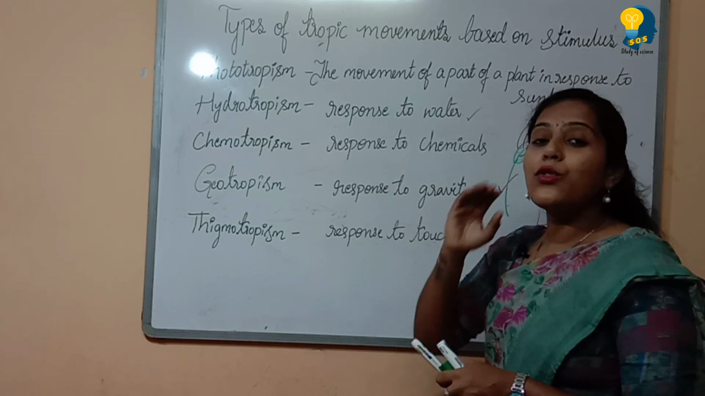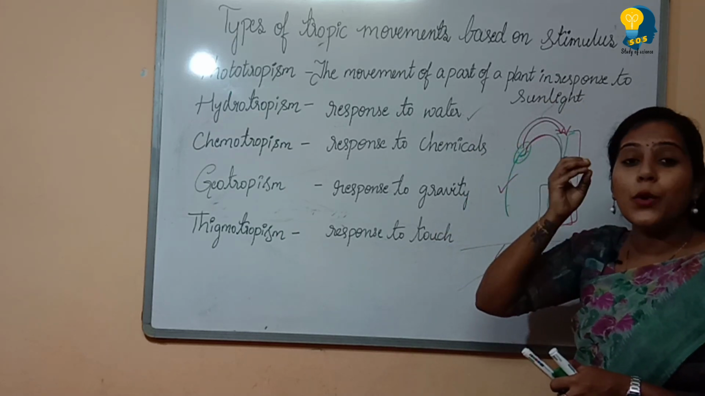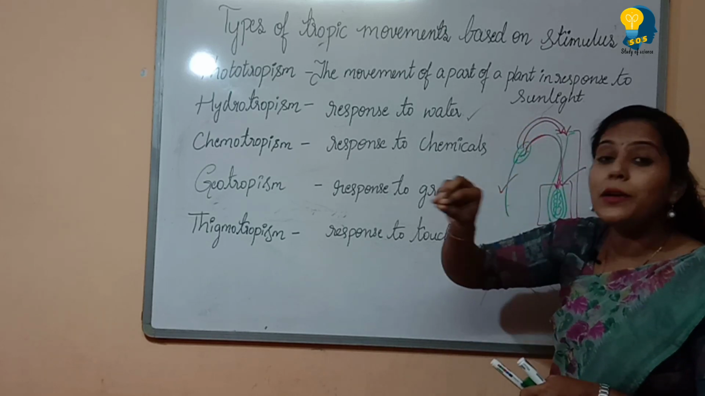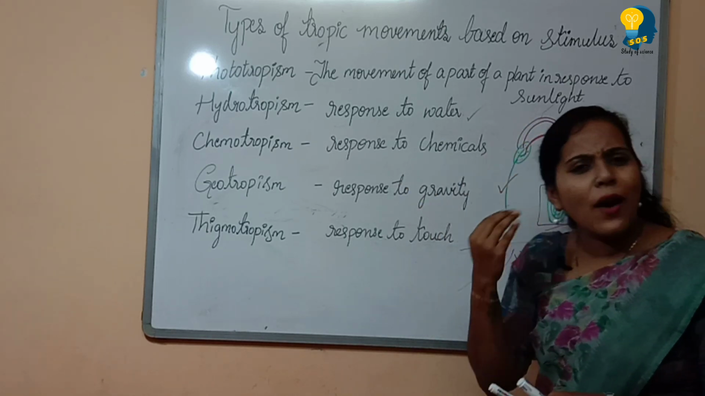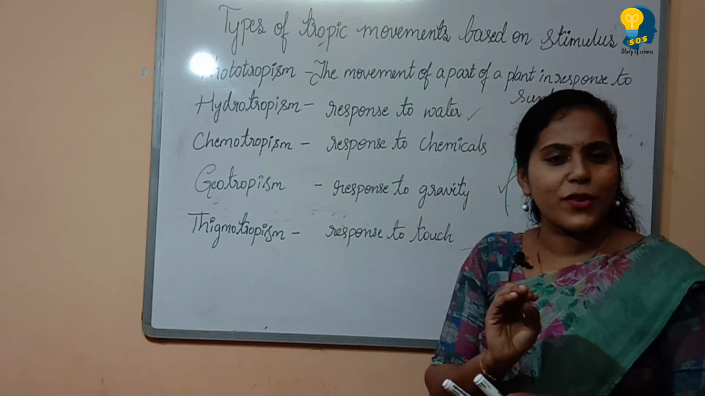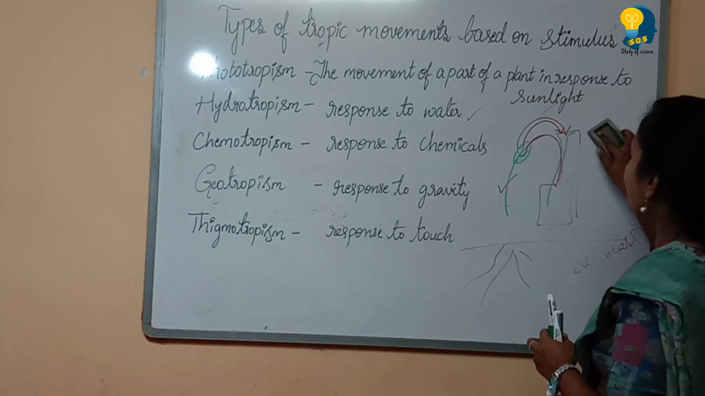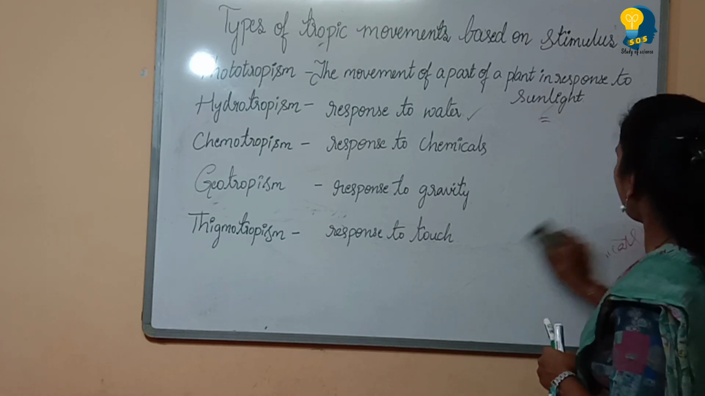Clear, right? So whenever they give you a question in the examination, you have to just imagine whether the plants are showing the stimulus towards that or not. Then you have to identify whether it is positive or negative. That's all. Very simple. Okay. Fine. Now let us move towards the next one.